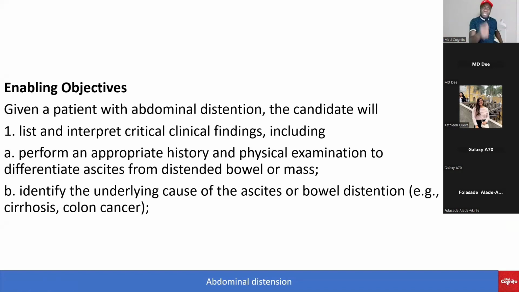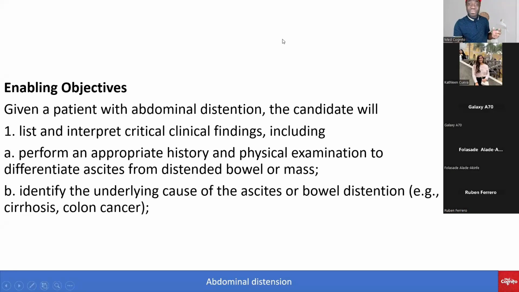If you have a patient with abdominal distension, the MCC wants the candidate to list and interpret critical clinical findings, including performing an appropriate history and physical exam to differentiate ascites from the distended bowel. Okay, so please write it down. If I'm studying this objective, I'm going to make sure that I know how to differentiate between ascites and the distended bowel.